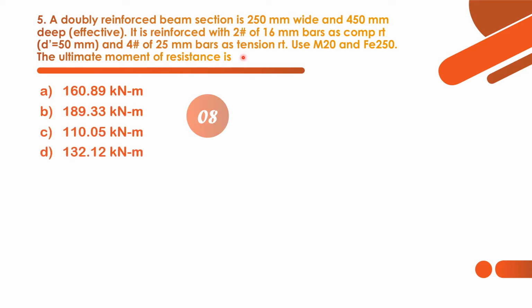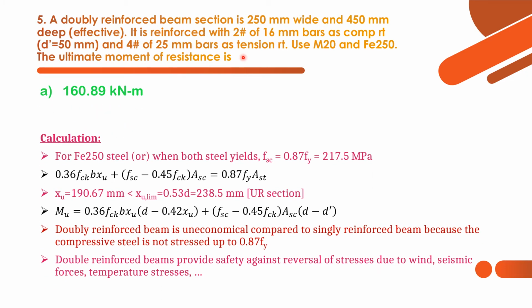So we have already seen the moment of resistance calculation in case of singly reinforced beam. Now we shall see the calculation for moment of resistance for doubly reinforced beam section. Let's see the calculation part. Here they have mentioned Fe250 grade of steel. Then the FSC value shall be nothing but 0.87 Fy. If in the question they have mentioned the steel grade as Fe250, or when both the compression and the tension steel are yielding at the same time, then FSC value shall be simply 0.87 Fy.